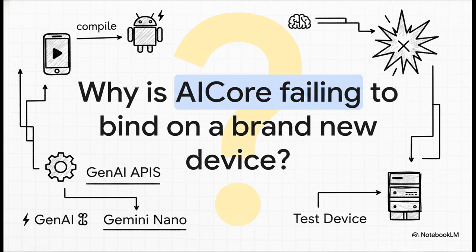So you've set up your dependencies, you compile, you push it to a test device, and boom, you hit a wall, an error. This is especially true if you're working with the new GenAI APIs that leverage Gemini Nano. You're probably staring at the screen wondering, why on earth is AI Core failing to bind on a brand new device? It's an incredibly frustrating roadblock for sure. But believe it or not, it's completely normal behavior once you understand what's actually happening under the hood.